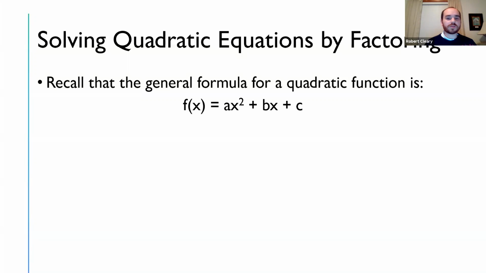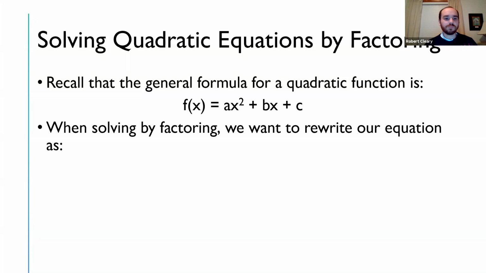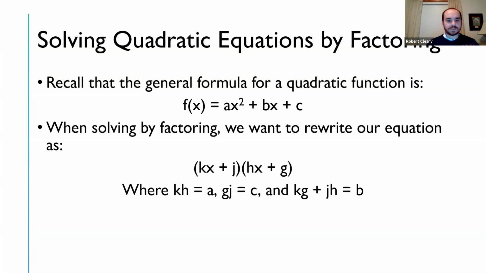So first of all, recall that the general formula for a quadratic function is f of x equals ax squared plus bx plus c. When we are solving by factoring, we want to rewrite our equation in the form of (kx plus j) times (hx plus g). This kind of looks gross. You might not understand what exactly we're talking about here. It'll make more sense when we get to examples.